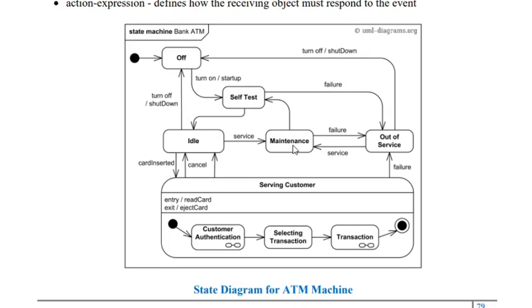Now, it just so happens that during maintenance there might be a fault or problem encountered, because of which the ATM machine may not work. So in case of failure, the ATM machine will go into the out of service state. If it is serviced, it will go into maintenance, again the self-test state, and the process repeats.